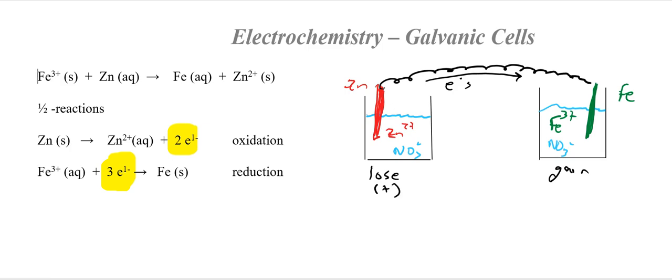If zinc is losing electrons, then that compartment's going to become positive. The way it's becoming positive is, initially you have equal numbers of Zn2+ and nitrate in there. Well, what's happening is more of the zinc is becoming Zn2+. As this half reaction happens, you're going to create more Zn2+. So as the Zn2+ goes up, this whole thing is going to become more positive.